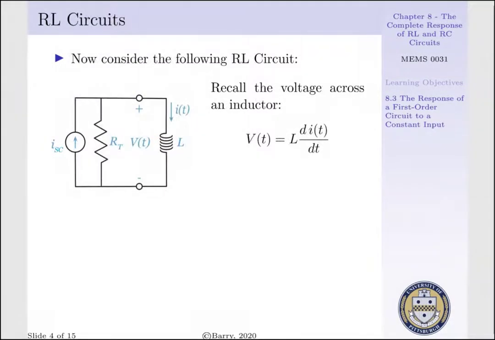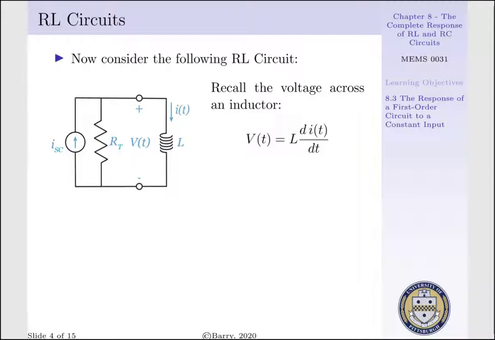Now, before we solve that equation, let's look at an RL circuit, where we have a current source in a parallel configuration with a resistance, R of t, that is connected to an inductor in a parallel configuration as well, where V of t is our voltage potential across our inductor, and I of t is the current running through our inductor. Now recall our voltage potential across an inductor, V of t, is equal to our inductance times the time rate of change of current running through it.